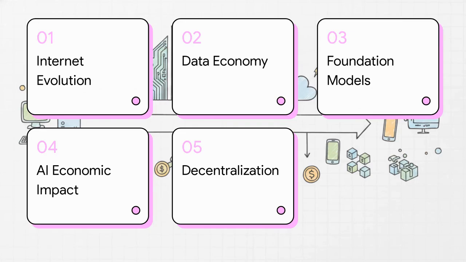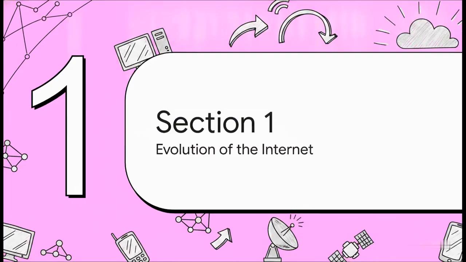So here is our roadmap for today. We're going to track the evolution of the internet, explore the modern data economy, unpack the sudden rise of AI foundation models, look at the real economic impact of those models, and finally, examine blockchain as a potential decentralized alternative. Let's jump right into section 1. The evolution of the internet.